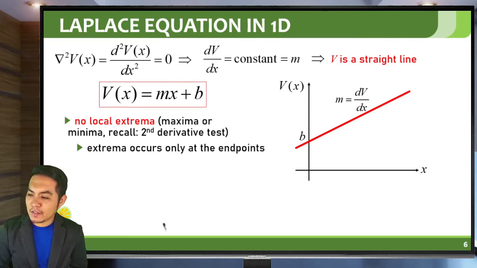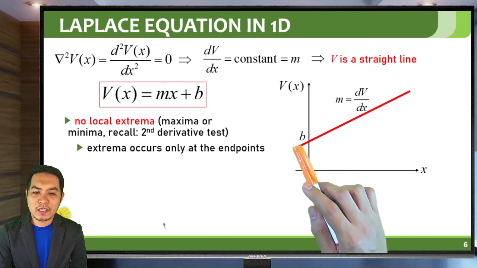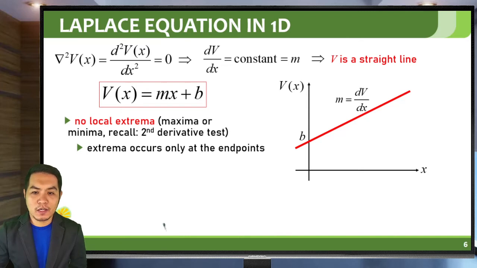So for instance, in this plot here, the minimum is at this point, the maximum is at this point. So at the edges of your domain, or at the boundaries.